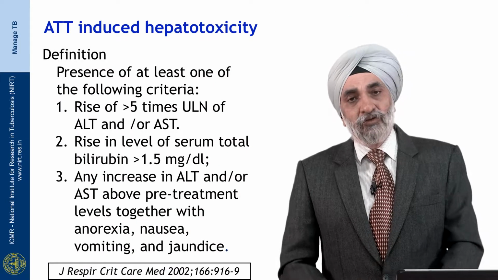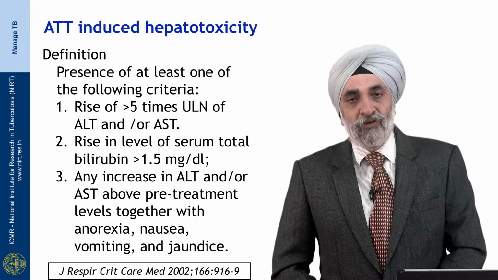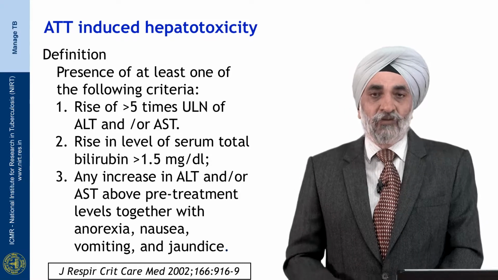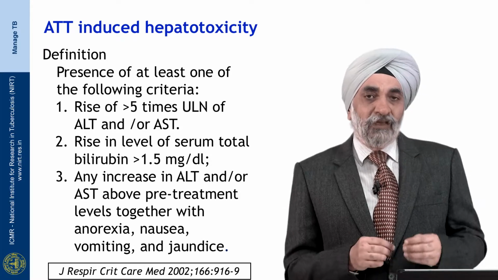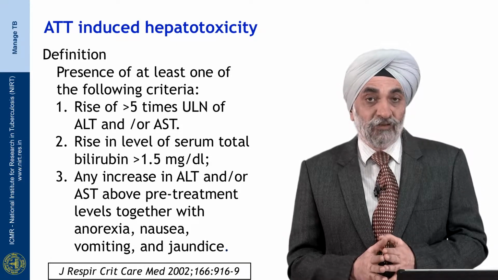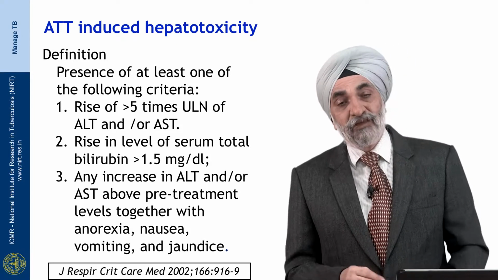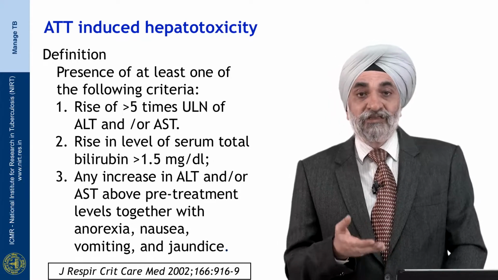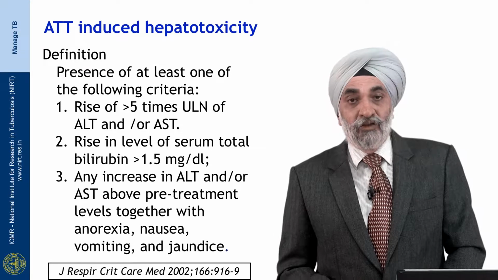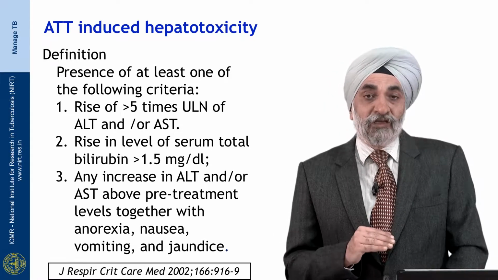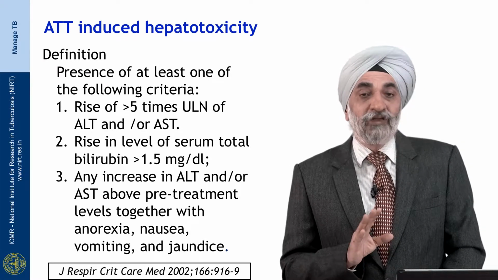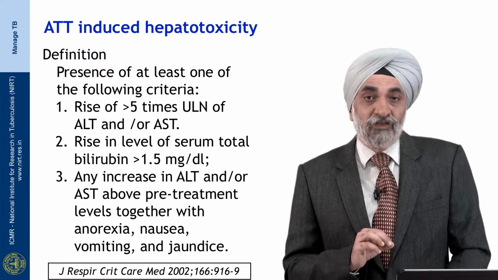Let me quickly talk to you about one important cause of adverse effects with ATT, which is hepatotoxicity. What is hepatotoxicity? It is difficult to recognize it if it is asymptomatic, because rifampicin, being an enzyme inducer, would create some degrees of biochemical transaminitis in every child. But this asymptomatic increase, if it is more than 5 times the upper limit of normal, should be considered as a drug induced liver injury.